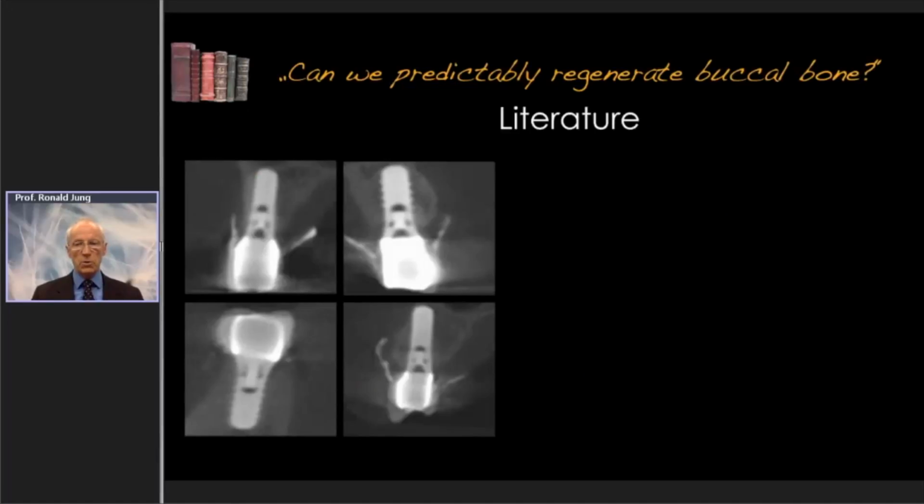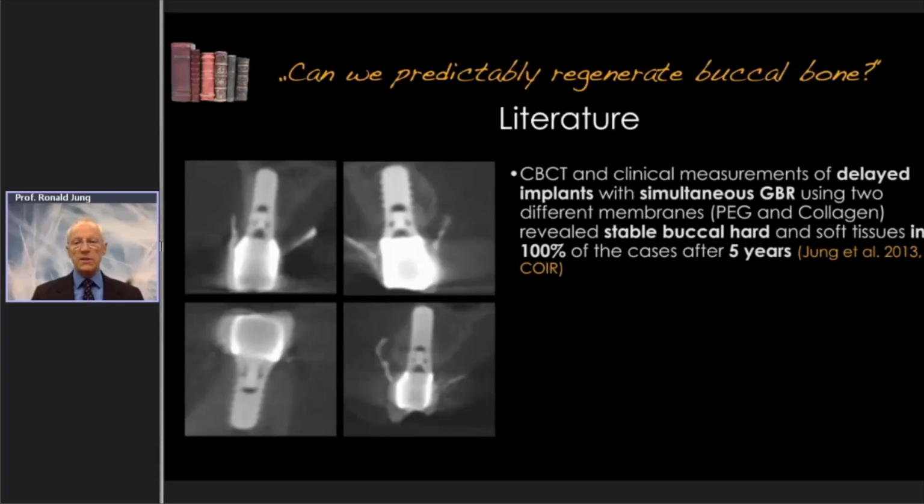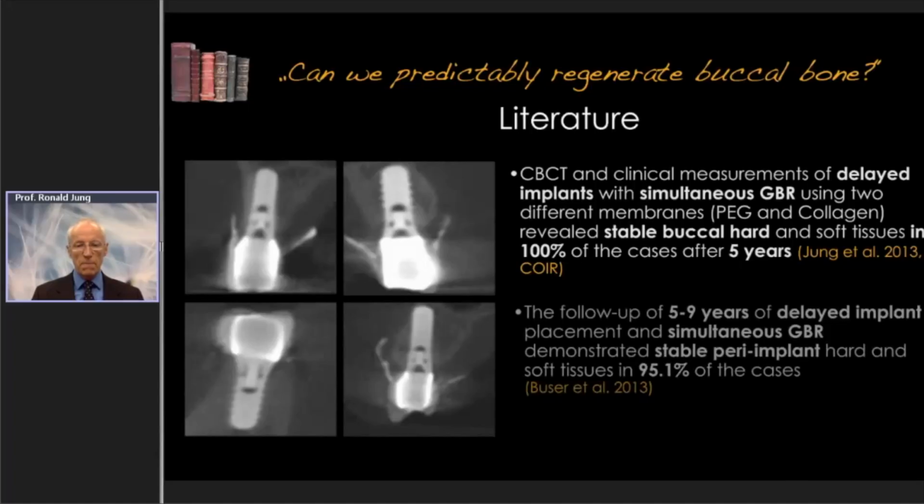Some interesting studies. CBCT and clinical measurements of delayed implants with simultaneous GBR using 2 different membranes, PEG and collagen, revealed stable buccal hard and soft tissues in 10% of the cases after 5 years. Study by Jung and co-workers. A follow-up of 5 to 9 years of delayed implant placement and simultaneous GBR demonstrated stable pre-implant hard and soft tissues in 95% of the cases. Study by Bruce and co-workers.